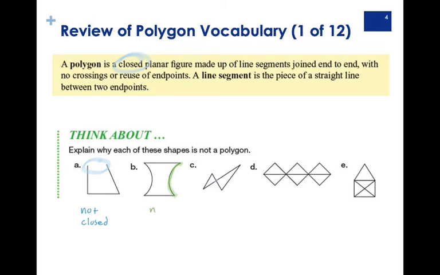We see the second image here, that it's not linear. So that's not a line segment. We want to make sure that we have a line. And then of course here we see that there's an intersection, right? So there's kind of that reusing of those endpoints. So no crossing of endpoints there. And it should be fairly obvious why these other two are not polygons as well, as they have more than one of these conflictions here.